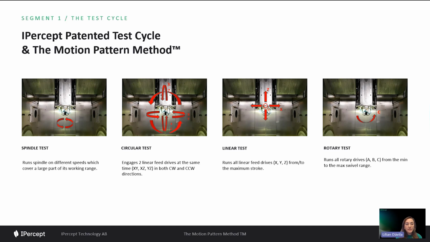After this, we run each of the axes isolated from each other in a linear test, which is basically going from the minimum to the maximum stroke a few times, one after the other. And finally, we have the rotaries test, which runs all rotary feed drives from a minimum to a maximum swivel range a few times. These machines are so inherently repeatable, we're talking about millisecond level precision, which means that any deviations from the signature actually tells us something specific about the mechanical configuration, or more specifically, degradation of these machines.